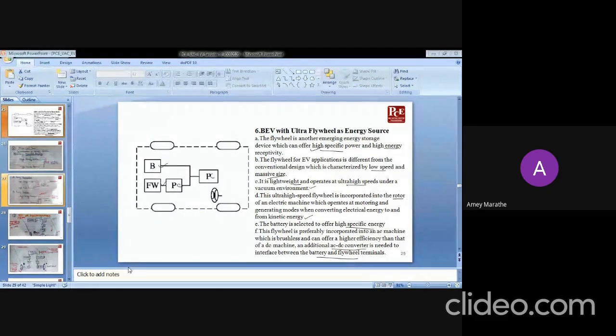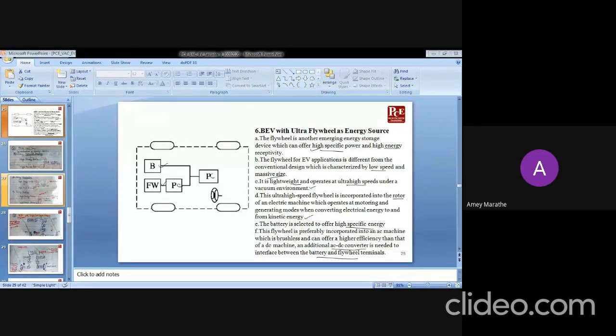So basically, we were talking about this battery electric vehicle with ultra flywheel as an energy source. Now, up till now, have you understood what we are talking about right from the beginning? Just let me know. We have seen configurations based on propulsion system. We have seen different configurations which are possible with energy sources. Great. So if you have understood, can we move forward? Yes. So let us move forward with this.